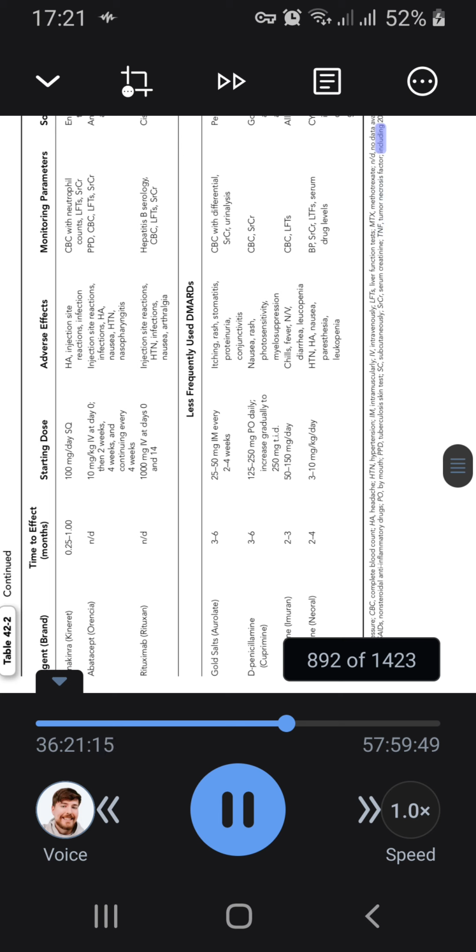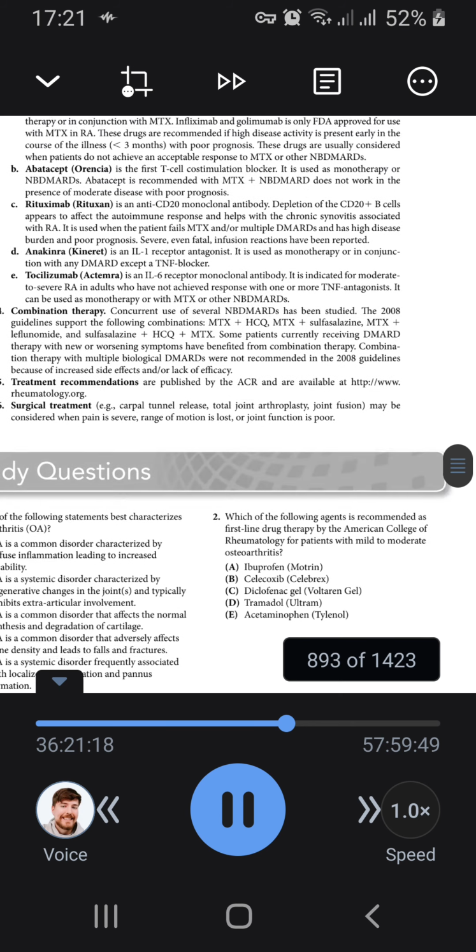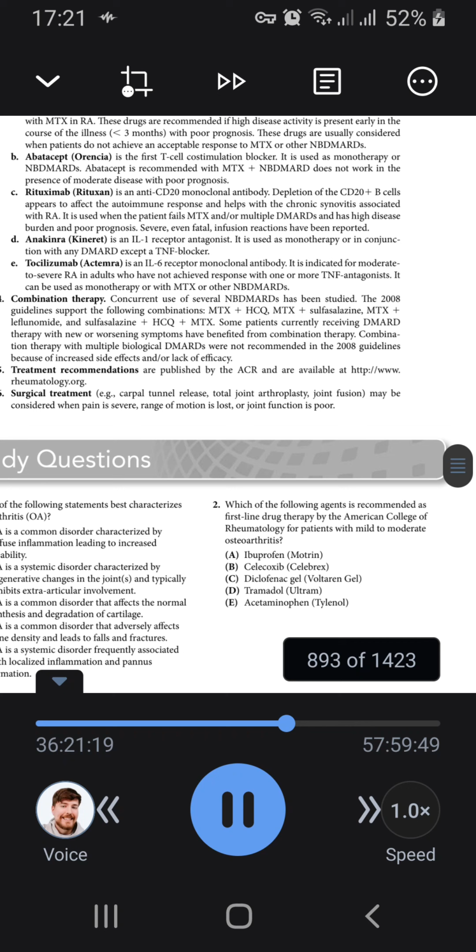Including 2008 recommendations by the ACR, osteoarthritis and rheumatoid arthritis 871. Activity and poor prognosis. Note, the only BD-MARDs included in the 2008 guidelines are abatacept, adalimumab, etanercept, infliximab, and rituximab. The remaining BD-MARDs were not included either because they were not FDA approved at the time of the publication or because of very infrequent use, high incidence of side effects, or both.